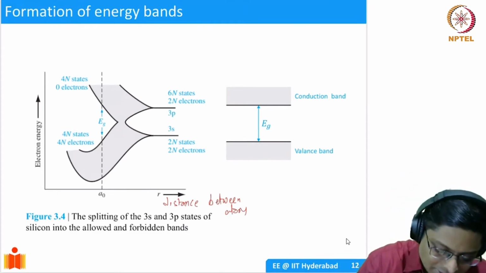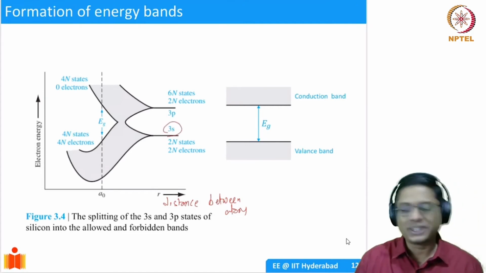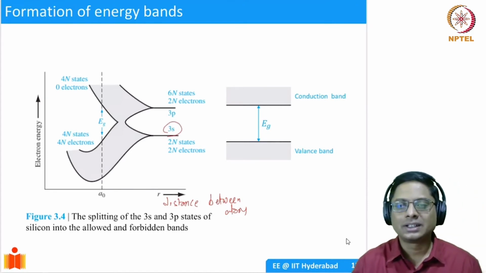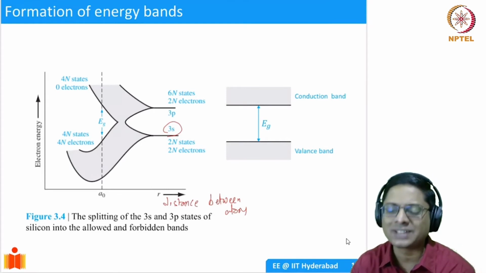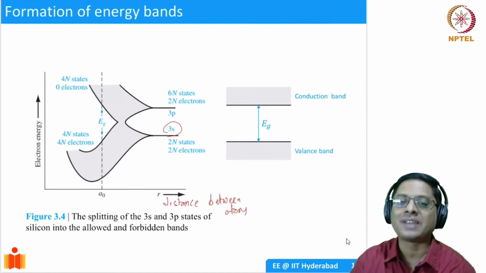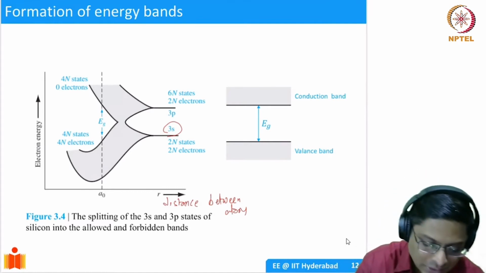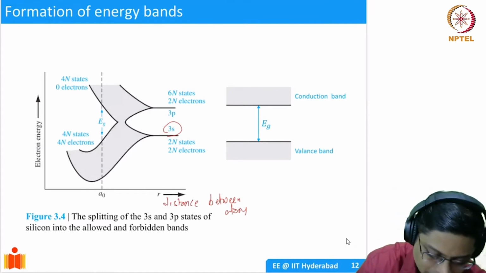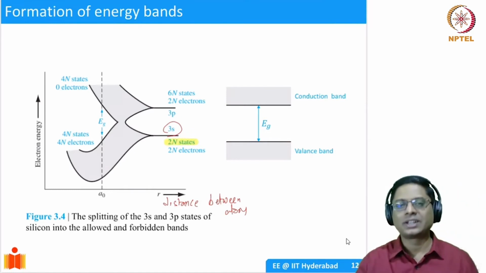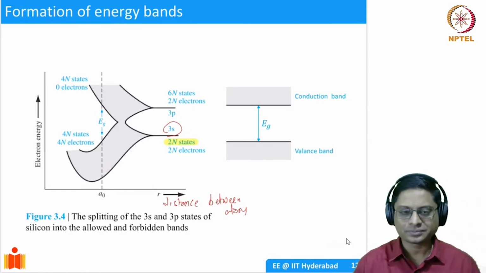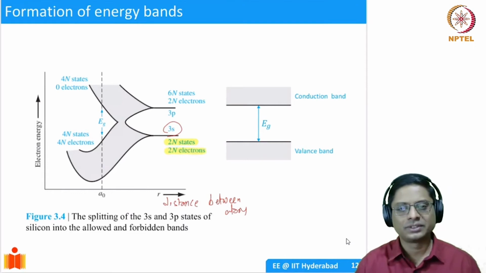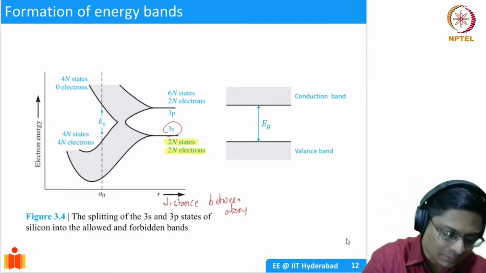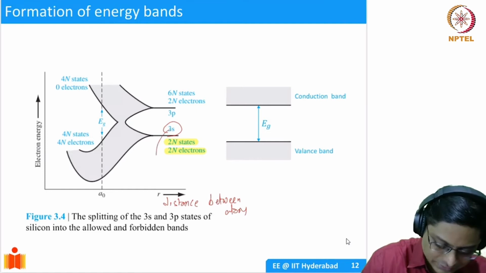So we see that 3s has how many states available? Each atom has two 3s states. And if you have n atoms, you will have 2n states, right? Each atom has two states and you have n atoms, so 2n states. And we saw that the 3s state was fully filled, so you have 2n electrons in those states. So basically the 3s is completely filled.